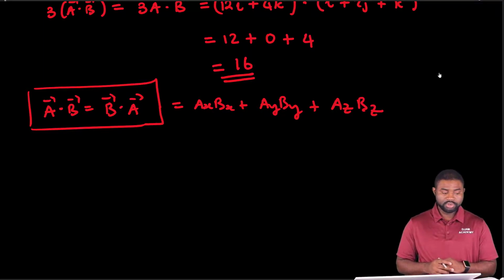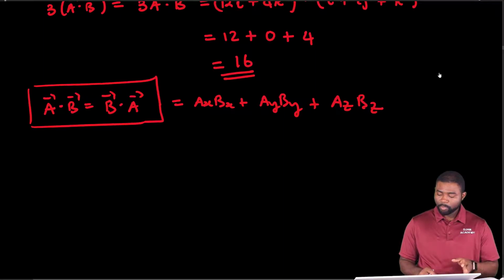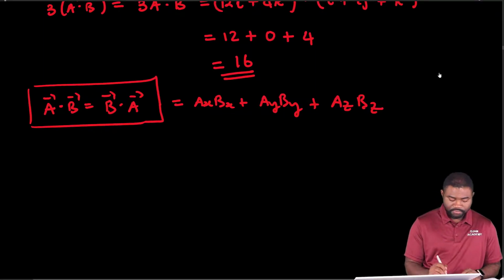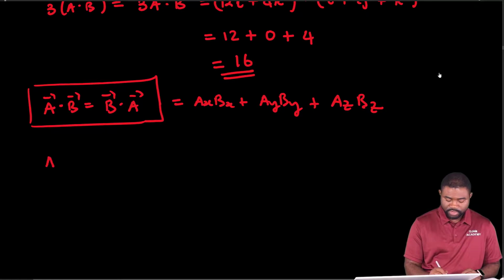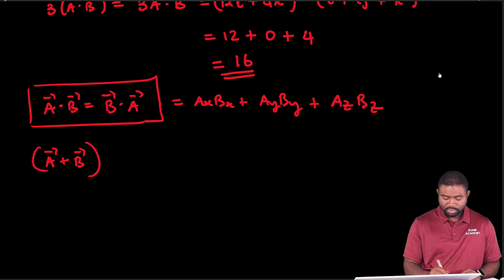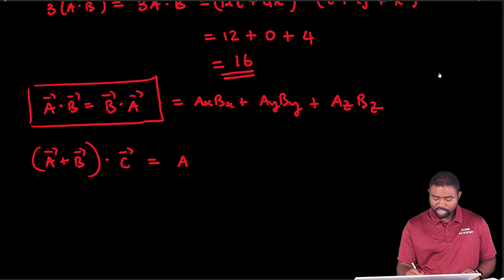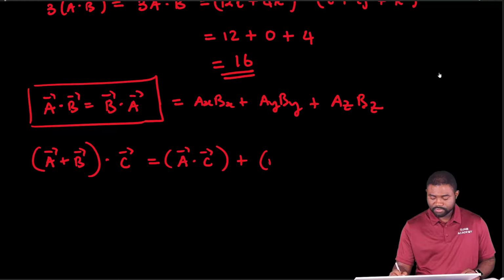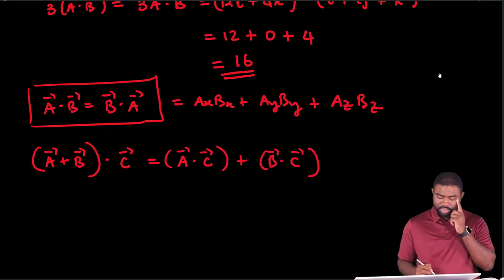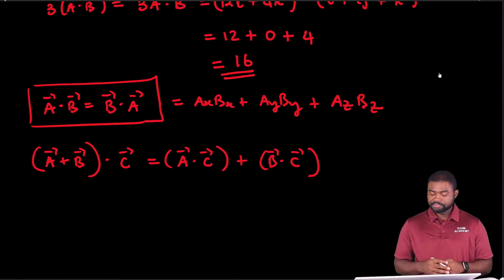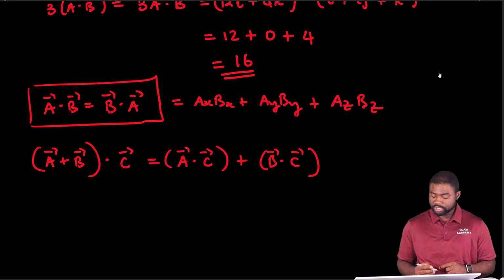Now another property of vectors is that if you have a third vector, A plus B dot C, this will be equal to A dot C plus B dot C. The order here really does not matter, so you will just dot A and B sequentially if you're given this to calculate.